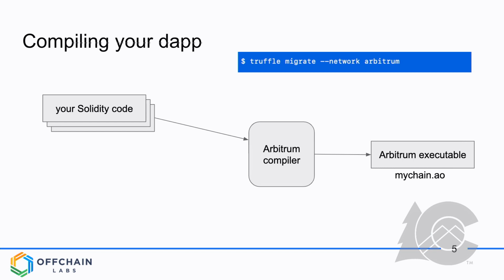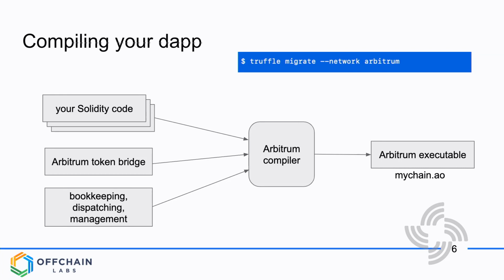And that is a thing that you can then launch as an Arbitrum chain. So you do that by using a command line like the one on the upper right, truffle migrate --network arbitrum. We have a plugin for Truffle that makes it just that easy to compile your existing Solidity dApp to run on Arbitrum. And that takes care of everything to make this one file, that mychain.ao.